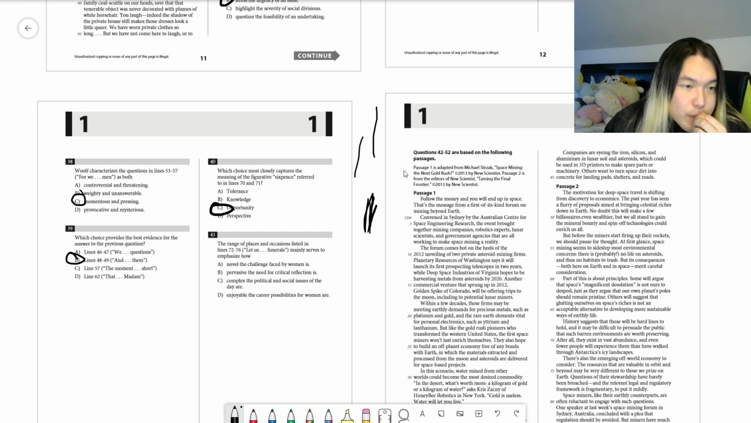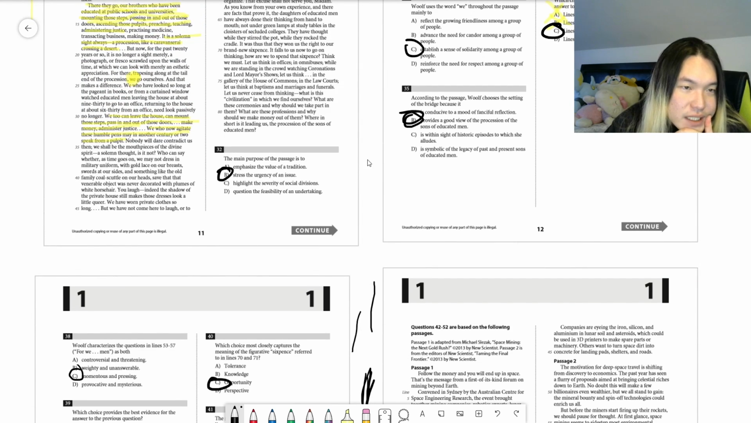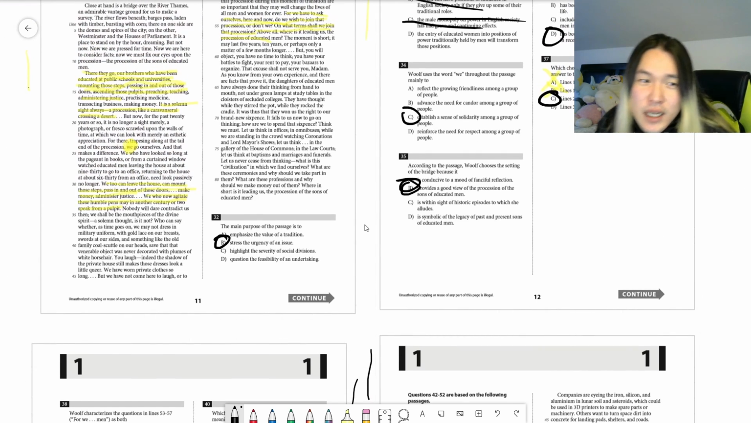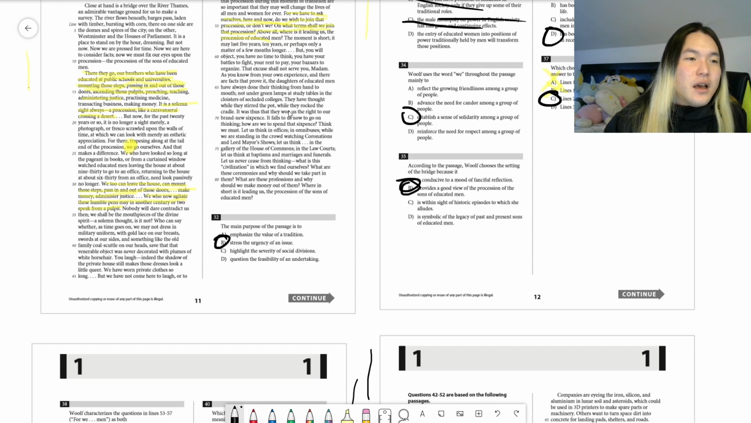Last one, 41. The range of places and occasions listed in lines 72 to 76, let us, funerals, mainly serves to emphasize how... Yeah, so this is the part where she was being obscene, right? So like, I don't care if your dad died. I don't care if you're getting married. I don't care if you just had a baby. You better be thinking about women's rights.